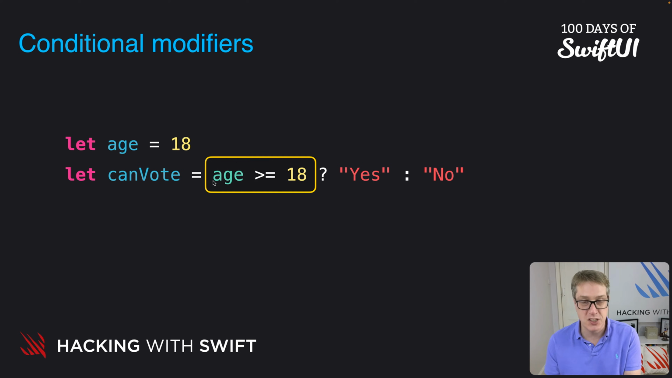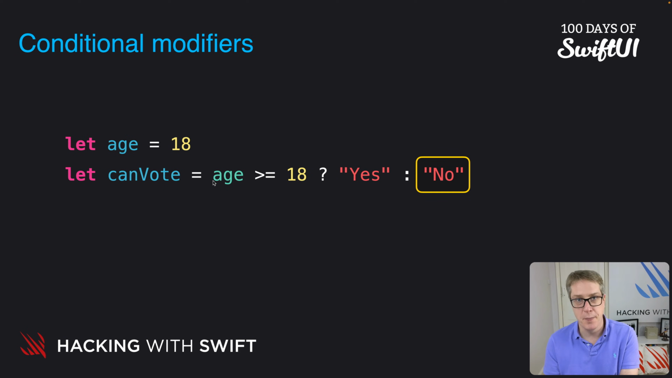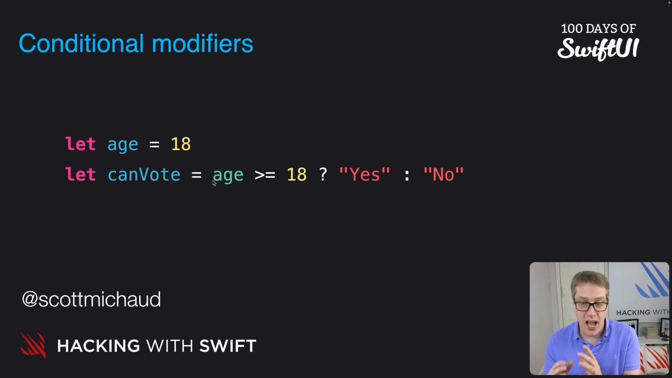You then write a question mark, followed by your true case. If it is greater or equal to 18, then can vote is yes. You then write a colon and write your false case. Can vote would be no. That's the order. And if you forget this often, I would encourage you to remember Scott Michaud's helpful mnemonic. What you want to check, true value, false value, WTF.